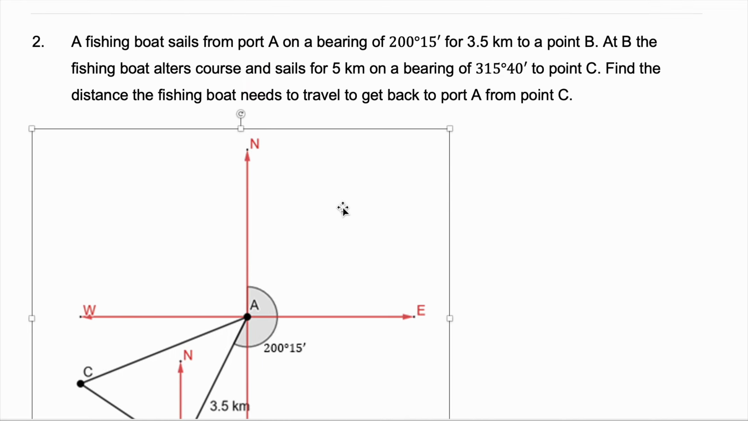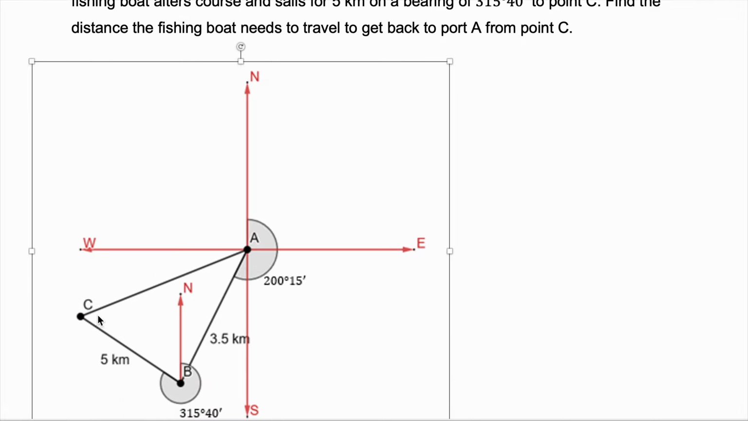And then finally the question is asking, find the distance the fishing boat needs to travel to get back to port A from point C. So this is a starting point. We traveled to B, went to C, and then finally we are trying to figure out how far you have to travel to get back to A. So basically the length of CA.